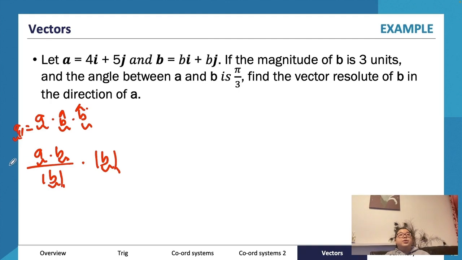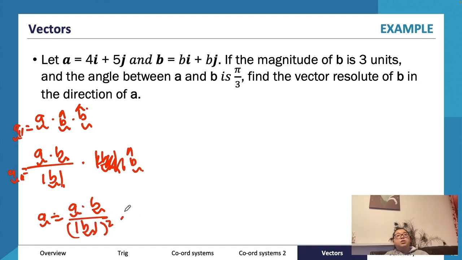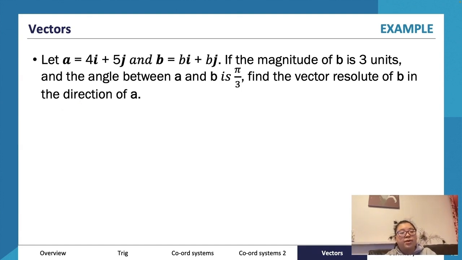And then some people also like to do the version that is equivalent to A dot B over the magnitude of B squared, times B, like that. So there's a couple of different ways to do it, and it's up to you which way you want to do it. Either is fine, whichever you're most comfortable with.